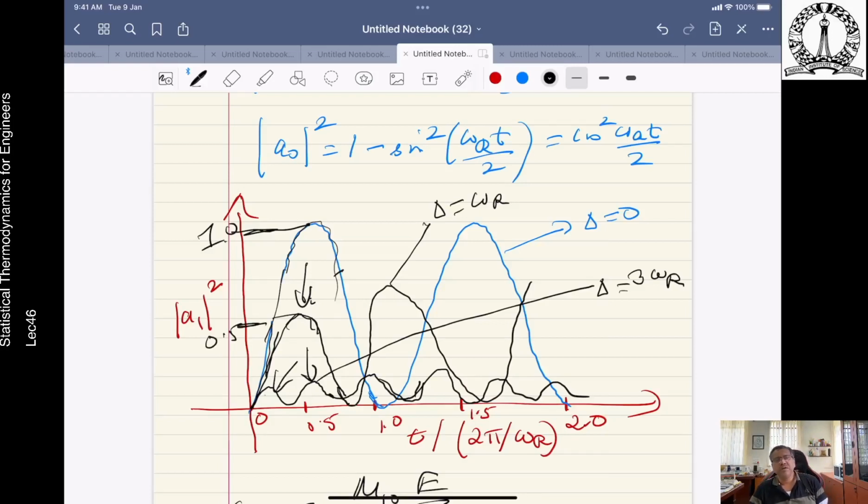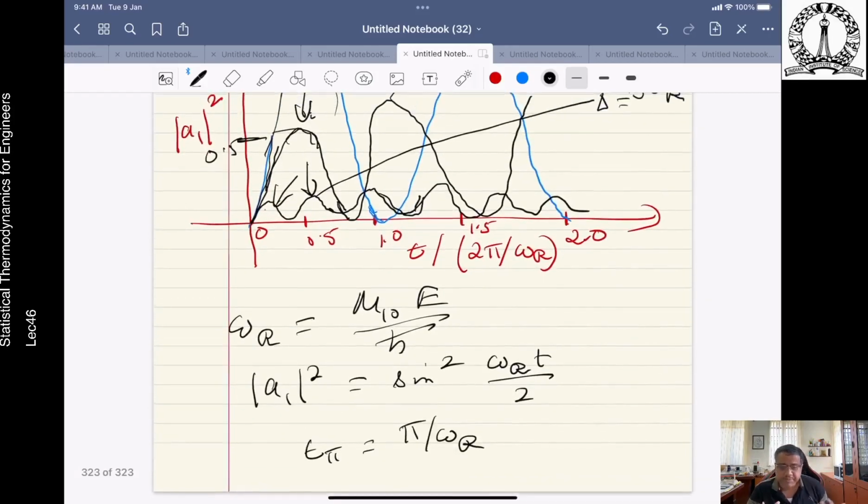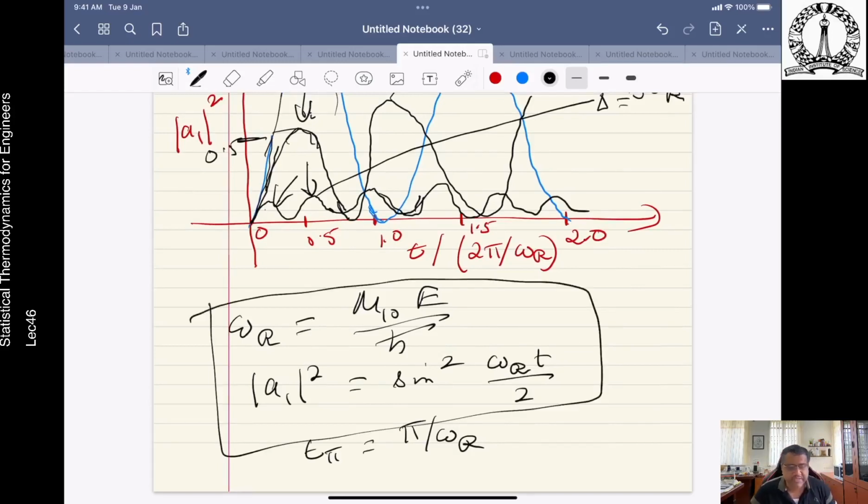Okay. So we've got two things. At resonance, the system is completely inverted after a specific time scale. We also understood the meaning of the Rabi frequency. If you look at these two expressions, off resonance, there is a reduced probability because of the detuning.